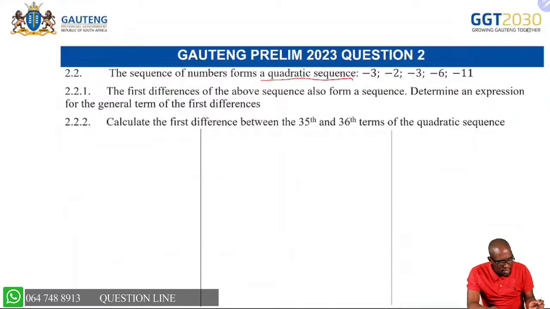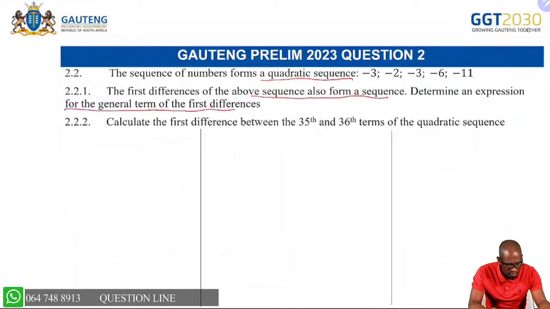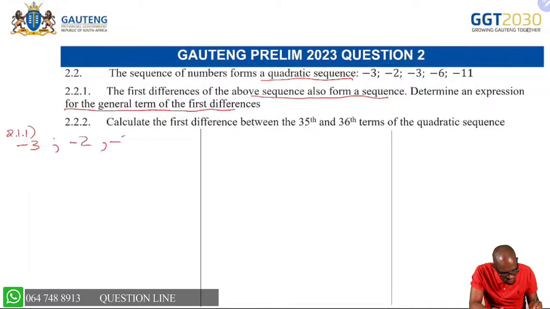Now, the first differences of the above sequence also form a sequence. Determine an expression for the general term of the first differences. Here they are clear that they want you to zoom into first differences. So what is important is that you will take your sequence, minus 3, minus 2, minus 3, minus 6, minus 11, and generate the first differences. Minus 2 minus minus 3 would give you 1.